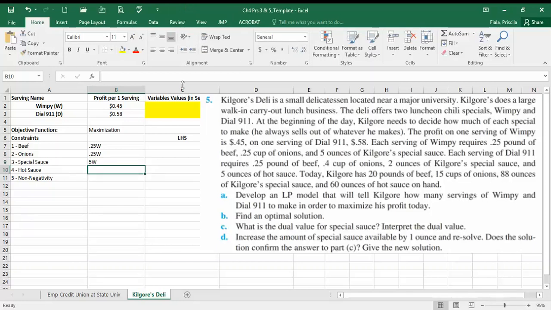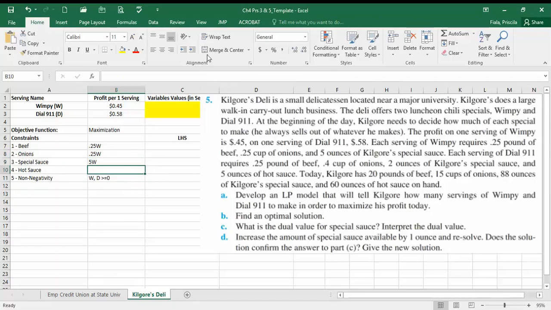Be very careful. One thing I noticed when you're dealing with 0.25 and 5, these are two different values, okay? It's a quarter and this is a whole number. So it will change everything if you put a 0.5 here by accident. We don't have anything for the hot sauce for Wimpy. And as far as non-negativity, you're just going to have to put that Wimpy and Dio 911 are greater than or equal to 0, a non-negative number.